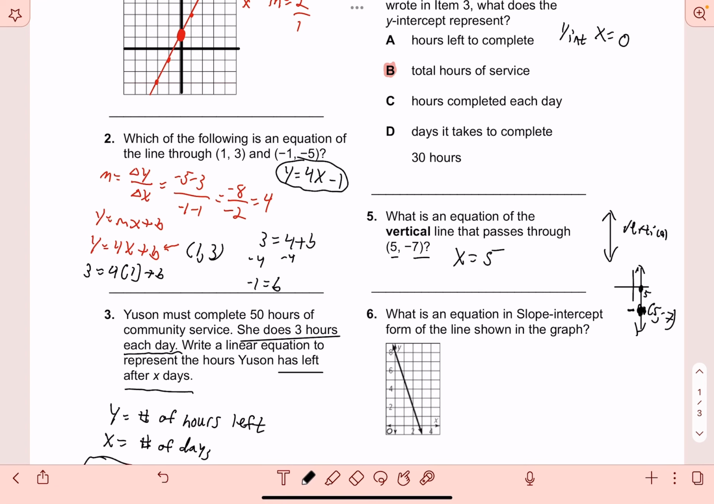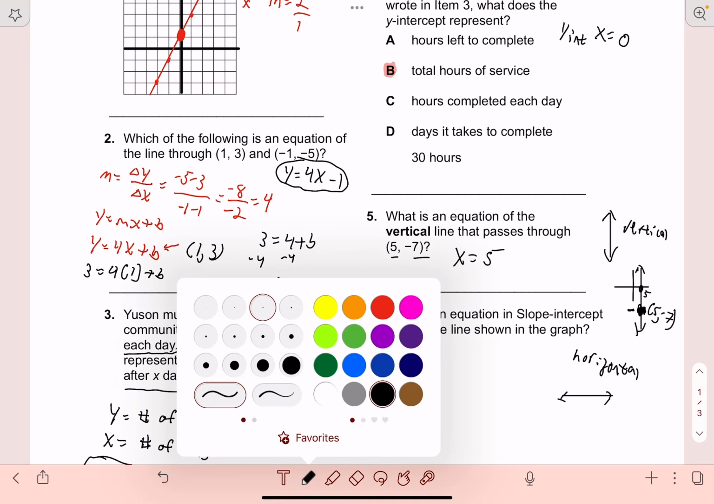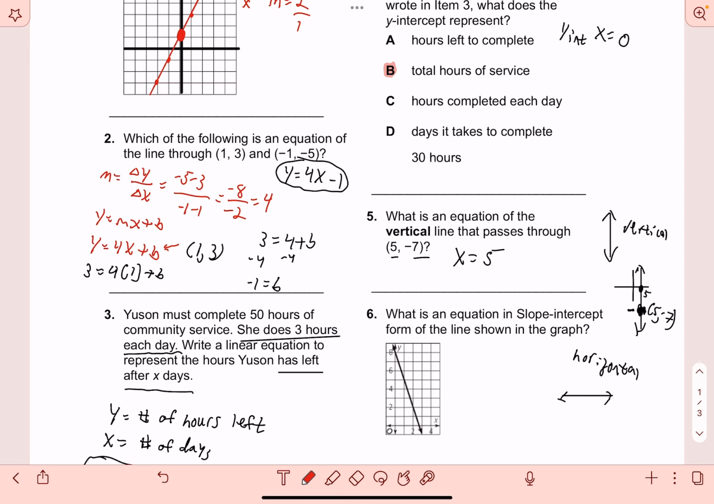If it said horizontal line, that's a line that goes left to right. It's flat, like that. Notice, for that to happen and going through 5, -7, it would be down here.